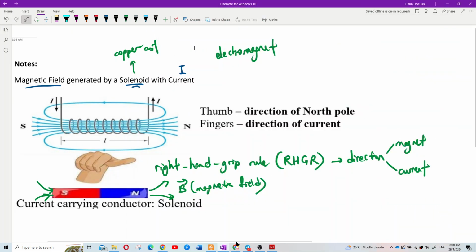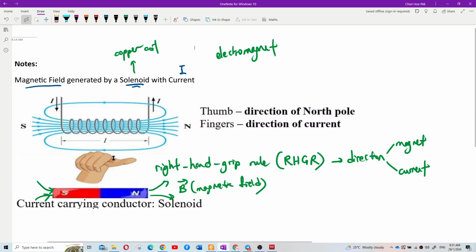Right, so this is the right hand grip rule. As you can see, just now I put my forefinger. The forefinger is the direction of the current. My forefinger wraps around the electromagnet, so my forefinger shows the direction of the current, traveling in this direction.